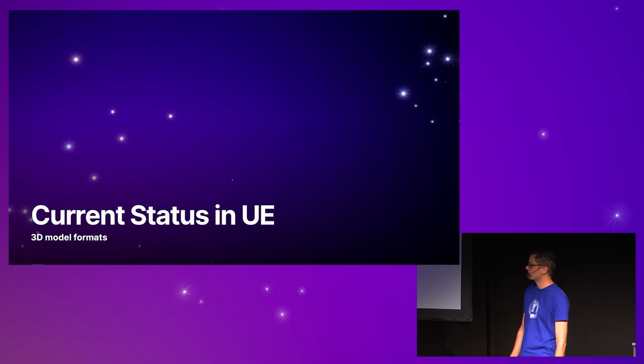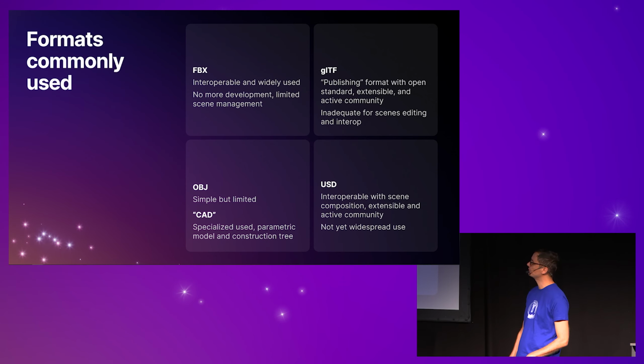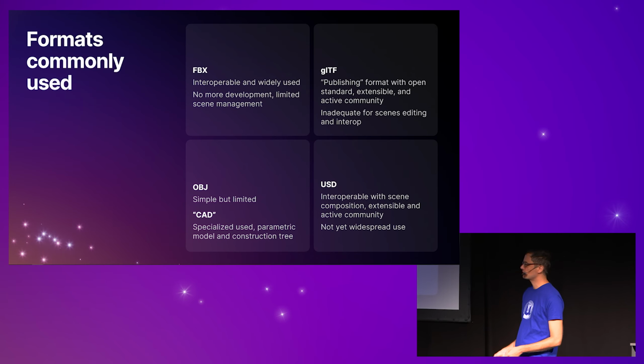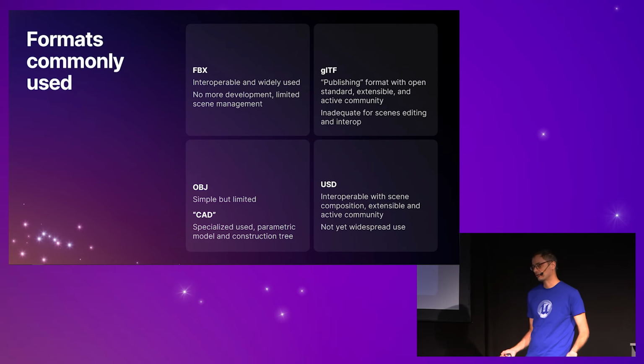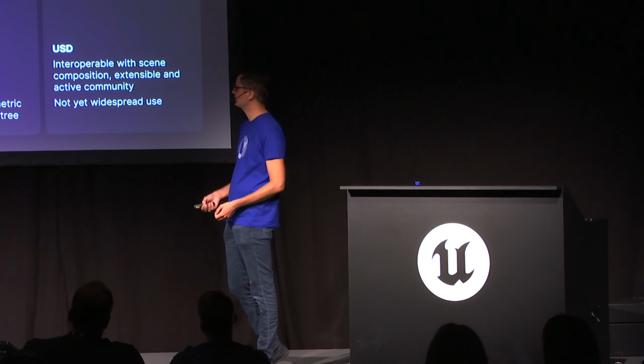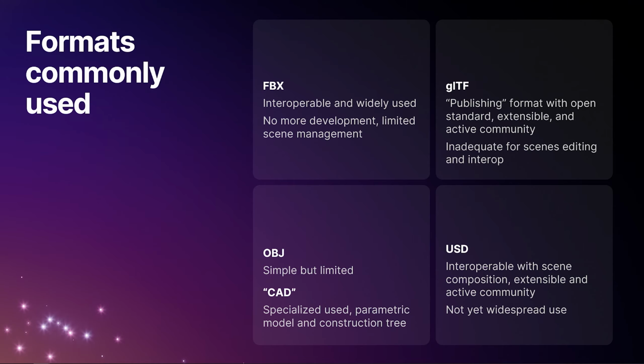So, current status in the engine. Here are the commonly used formats. They are almost in order of the ones that people are the most importing into the engine lately. So FBX, I guess most of you are using it. It's the most used one we see from our users. Still there, interoperable. You can transfer static mesh, skeletal mesh, animation, etc. It's widely used, but it's not really in development anymore. And if you're looking to do some scene management, like things you would like to do with USD, it's not. You're limited in terms of complexity of things you want to represent in scenes.